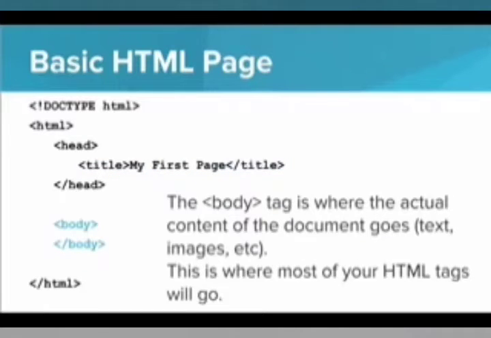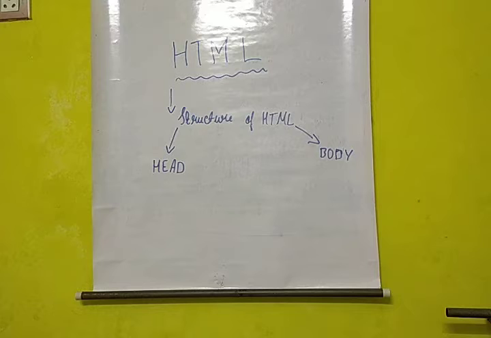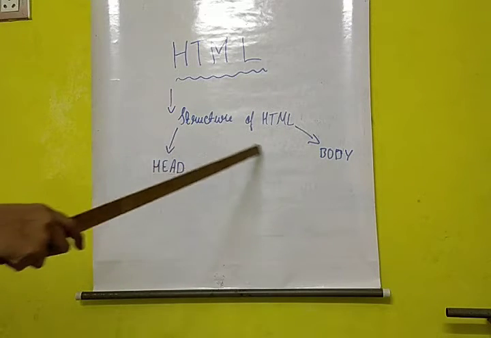Down here we have the body tag. Now the body tag is where the actual content for the document goes. The text, the images, everything on your actual web page, it goes inside the body tag. And this is where most of your HTML tags will go. Most of the time when you're building a web page, it's going to be inside the body tag. I hope now you are clear with the structure of an HTML document, how it looks like.